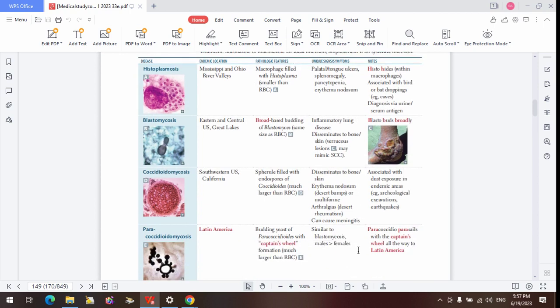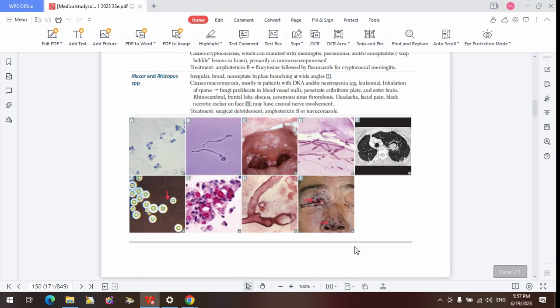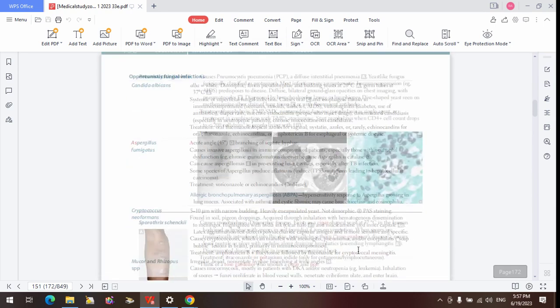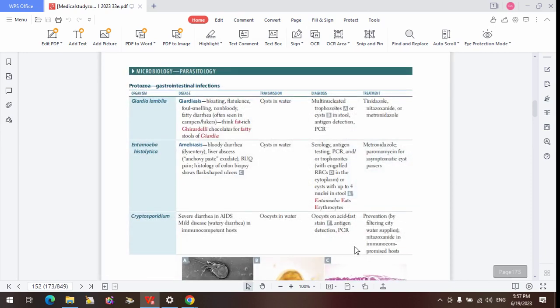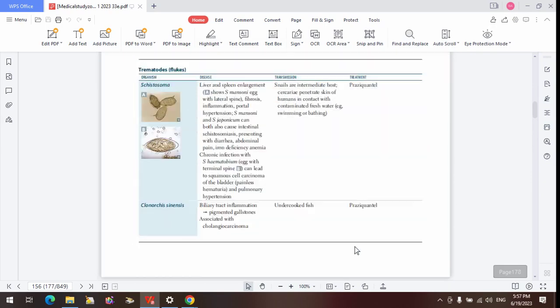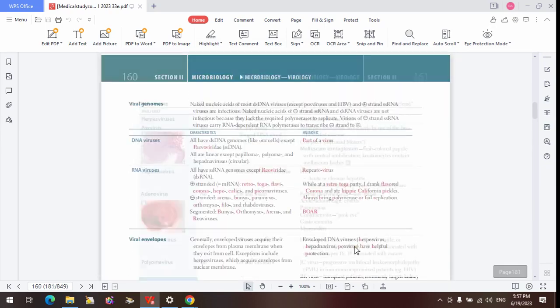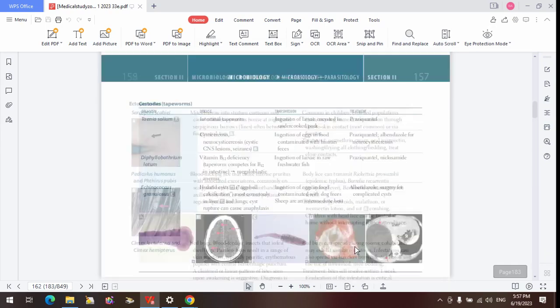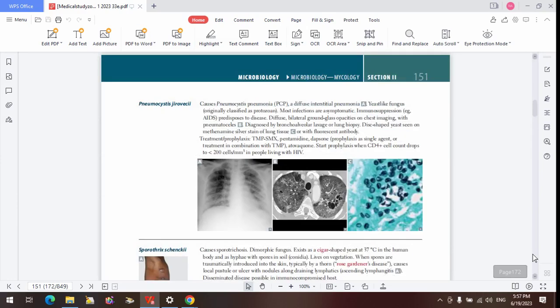So I think we are going to stop here. I thought we were going to stop at the fungi today, but unfortunately, you know, we'll soon get to the viruses. Okay, so I think we are going to stop here, guys.